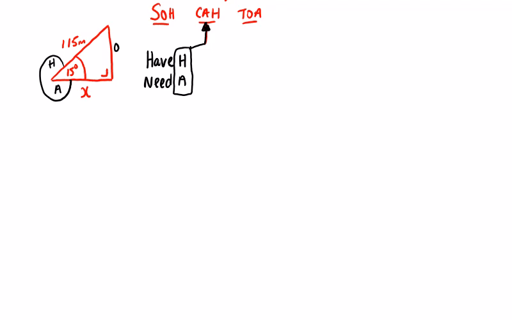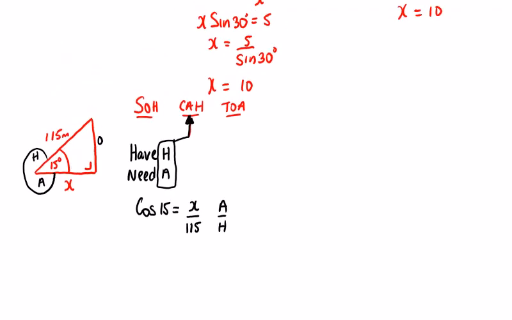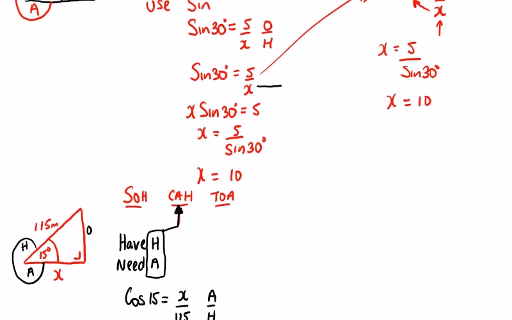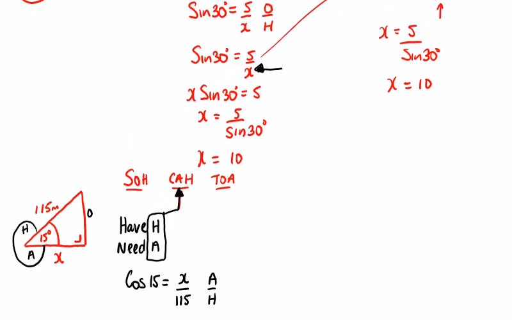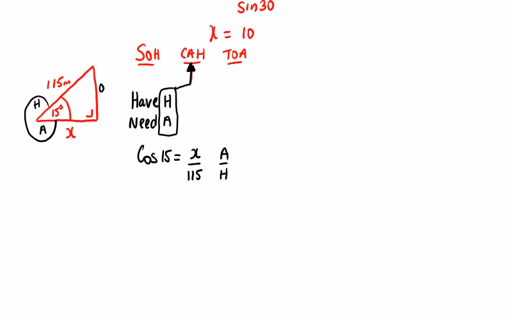So we write the cos of the angle is equal to, off to the side, A over H, so you don't mix it up. And in this case, it's going to be x over 115. So now the x is on top this time. In the last question it was on the bottom and it swapped places with the sine 30, but when it's on top we just multiply the left hand side by whatever's on the bottom.